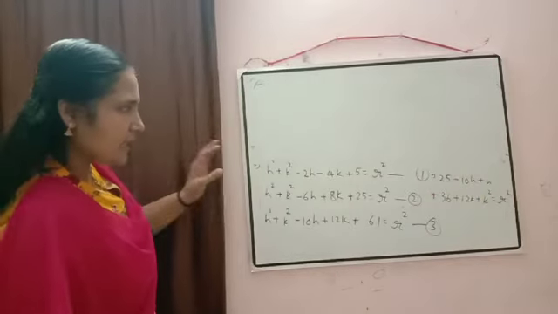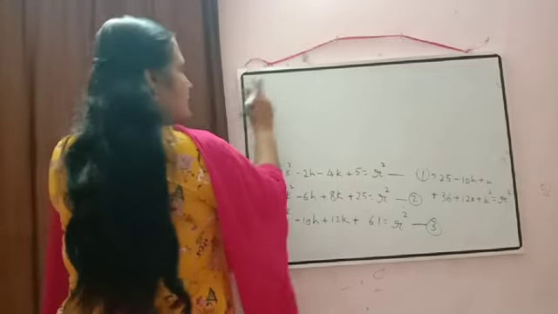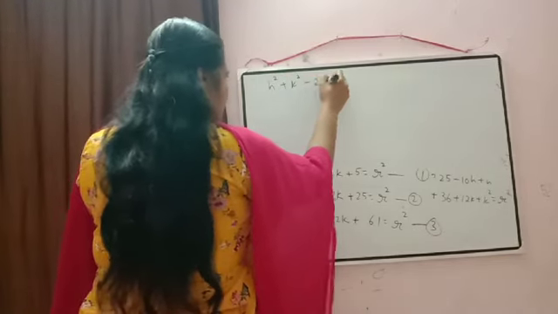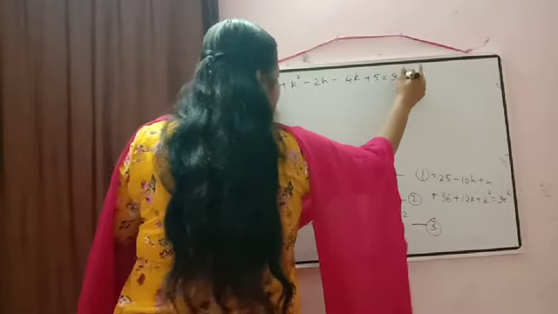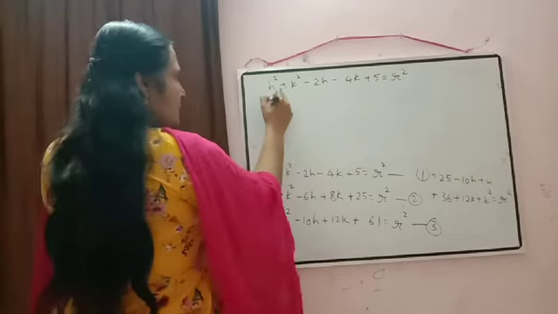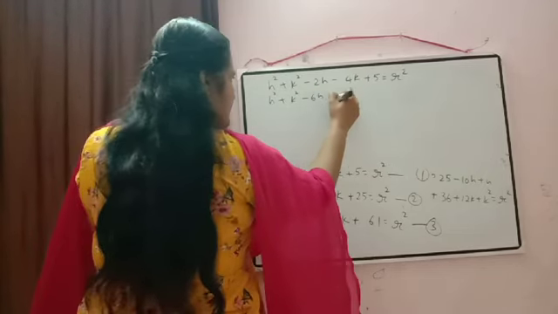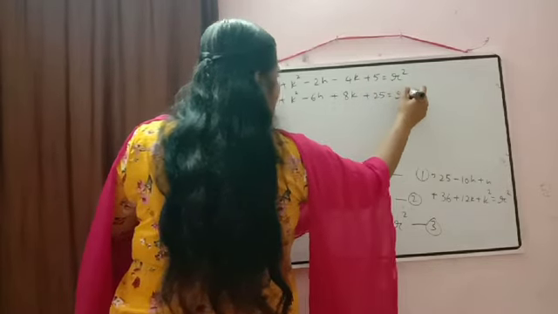Yes, we will subtract the equations. So first what I am doing? Equation 1 minus equation 2. So just write down here equation 1: h square plus k square minus 2h minus 4k plus 5 is equal to r square. Equation 2 is h square plus k square minus 6h plus 8k plus 25 is equal to r square.